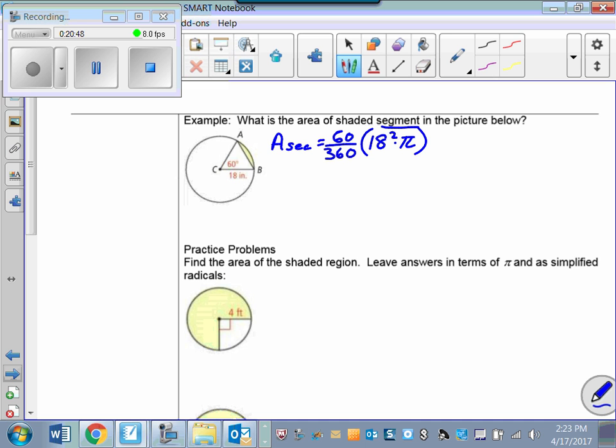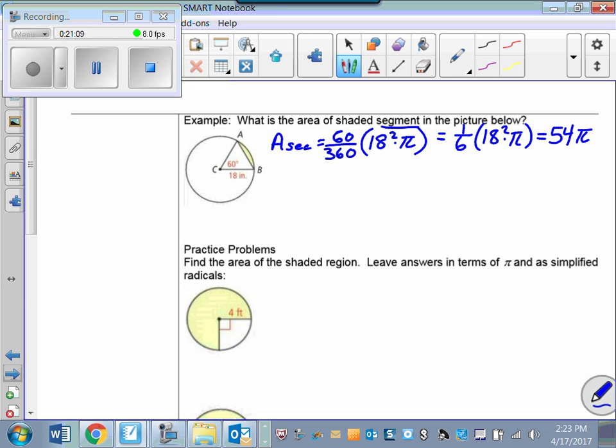And so that is 1/6 times 18 squared times pi. And that comes out to be 54 pi when you simplify that. I believe that's right. Double check me. Let me know if I made an error.